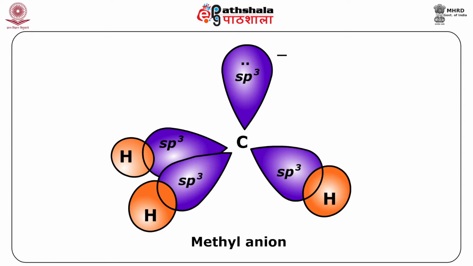The stability of the carbanion is directly related to the strength of its conjugate acid. The weaker the conjugate acid, the greater is the strength of the base in the form of carbanion, and the lower is the stability of that carbanion. In this figure you can clearly see the hybridization of a carbanion and its structure.